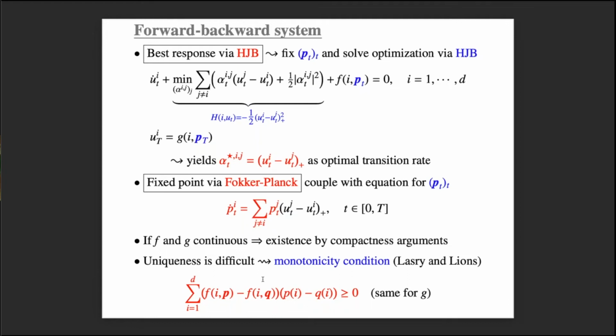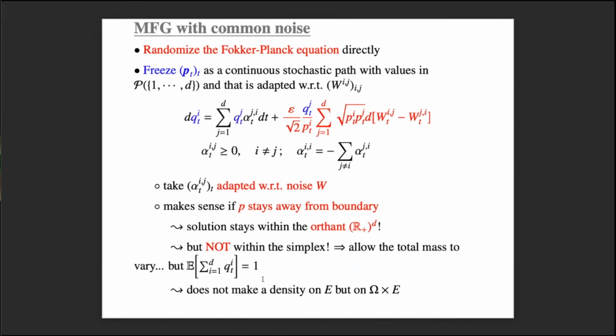And then the philosophy is pretty similar, except that the equations are certainly simpler. Now back to the program, I would just like to emphasize this point next: you would like to randomize in order to restore or to enforce uniqueness. And now it becomes a more difficult question, because the meaning of a common noise is more difficult to understand.